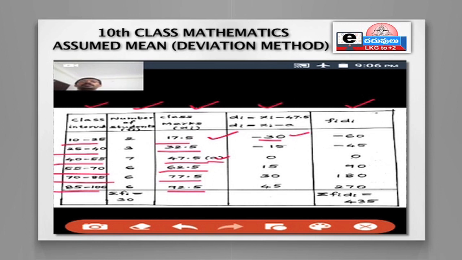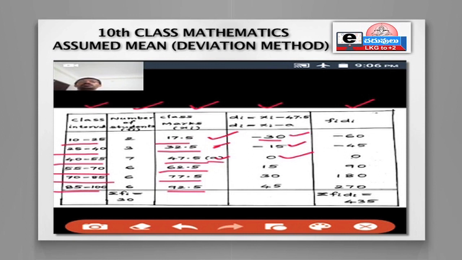Next to find d2. How to find d2? x2 minus a. What is x2? 32.5 minus a. A is what? 47.5. 32.5 minus 47.5, how much? Minus 15. Next find d3. How to find d3? x3 minus a. x3 is 47.5. A is also 47.5. 47.5 minus 47.5, 0.